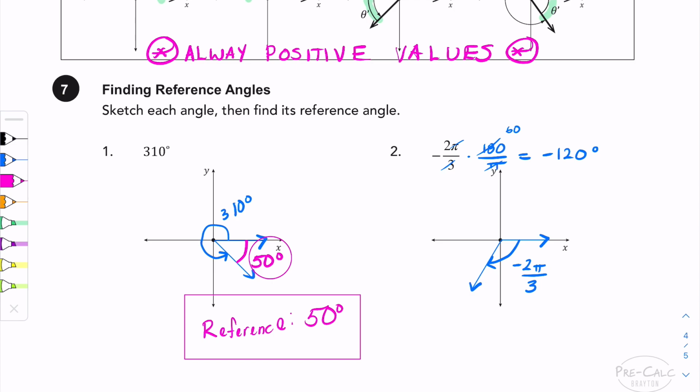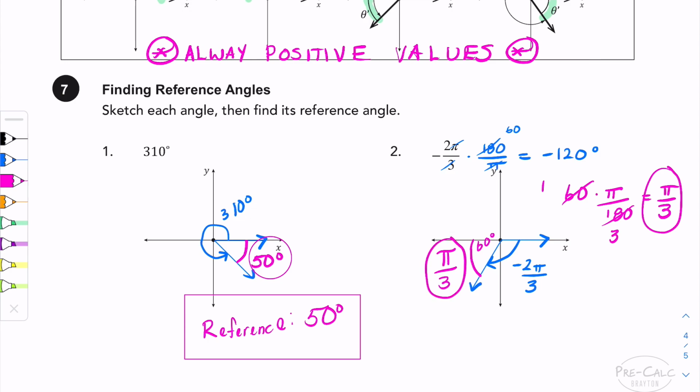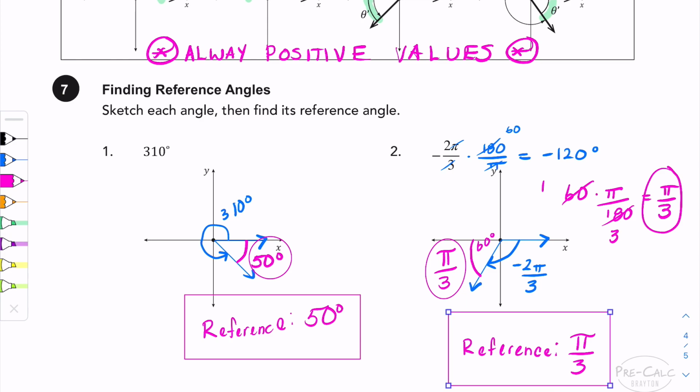So our reference angle is going to be this angle that returns back to the positive x-axis, which I know for the time being is 60 degrees, but I need to convert 60 degrees back to radians for my final answer. When I do that, my solution is pi over 3, and that there is my final answer. So pi over 3 and 60 degrees are the same thing, but when your problem starts in radians, you need to make sure your answer is also in radians. So your reference angle is positive pi over 3. Again, always less than 90 degrees, always positive.